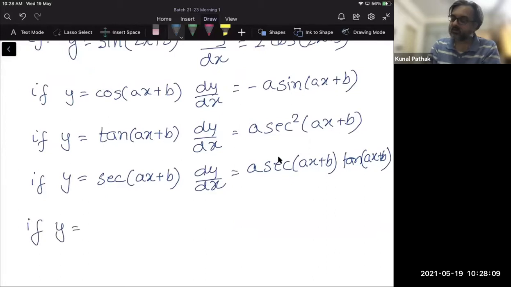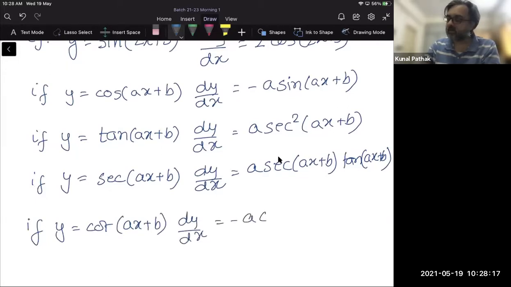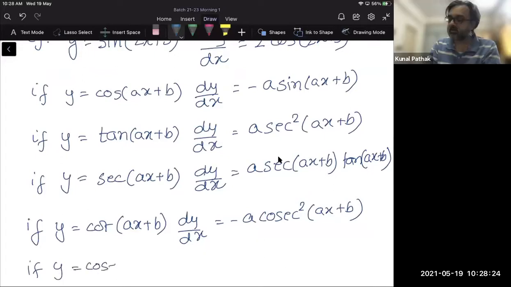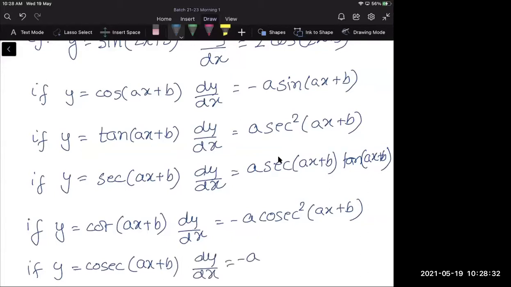So if y is equal to cot of ax plus b, then dy by dx is equal to minus a cosec square of ax plus b. And finally, if y is equal to cosec of ax plus b, then dy by dx is negative a, minus a cosec of ax plus b and then cot of ax plus b. Cot square. Oh, sorry. Okay, this is it.